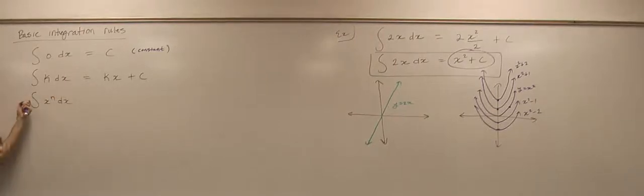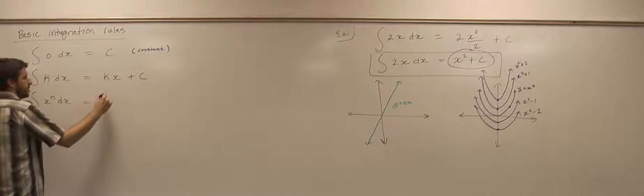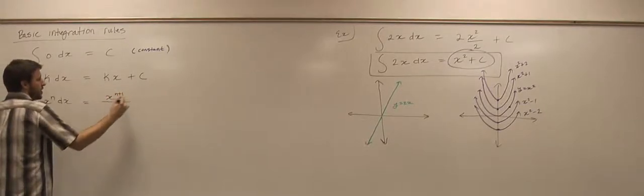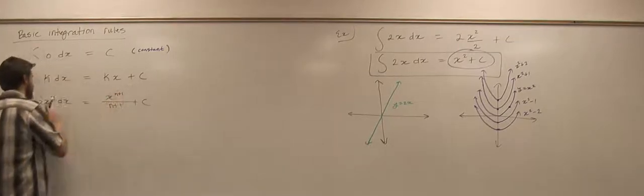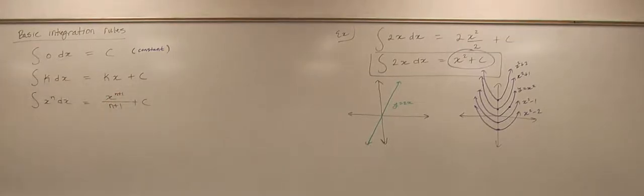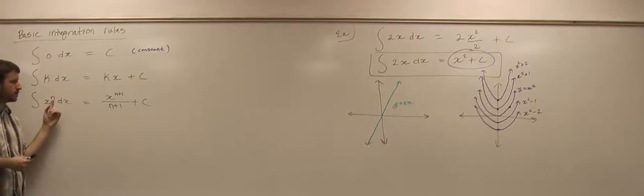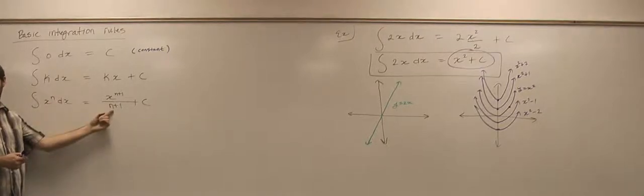If I want the indefinite integral of x to the n with respect to x, what's the formula? X to the n plus 1 over n plus 1, plus c, because of the integral sign. The book says n can't equal -1. Well, what happens if n equals -1 here? Divide by 0. Doesn't make any sense.